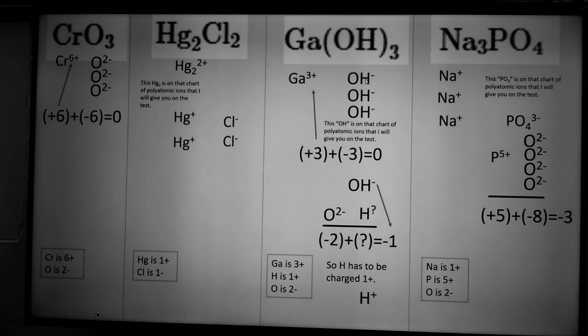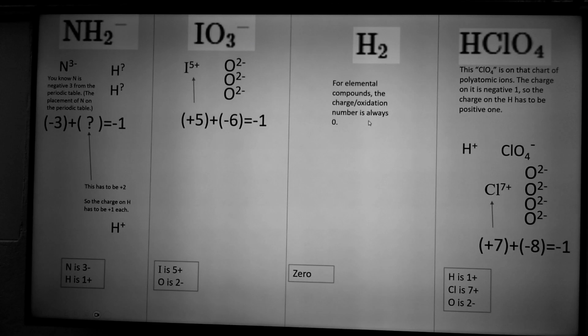Gallium, the OH is also on that polyatomic ion list. So is PO3. Okay, NH2. So if I split this out into the N and the H's, you know that nitrogen is 3 negative, so you put the 3 negative there. The charge of -1 goes here, and then you assign the hydrogen.